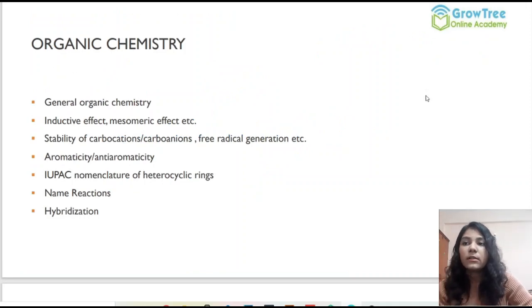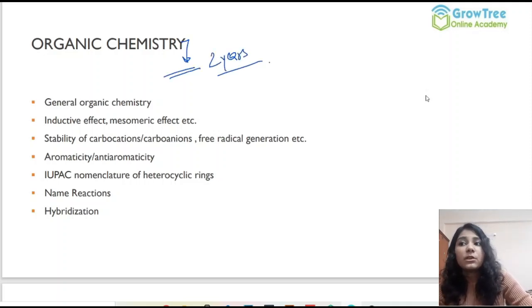Chatwal for this. Let's talk about organic chemistry. So in the last 2 years, the weightage of organic chemistry has increased. So basically you should go through general organic chemistry once, which includes your Markovnikov rule, anti-Markovnikov rule, and various effects like inductive effect, mesomeric effect, resonance.